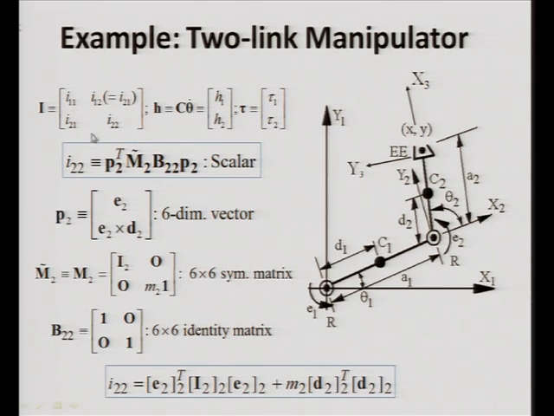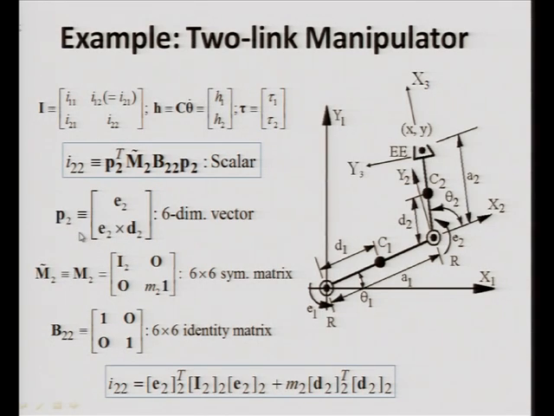Now, as we have seen, the general expression of our equation of motion is I θ̈ + C θ̇ = τ. So, I has this structure; for a 2 degrees of freedom system, it will be 2 by 2, and the element I22 has the expression in terms of the twist propagation matrices and the twist generators as P2ᵀ M̃2 B22ᵀ P2. Let me go a little slow here and explain the steps in detail, so that you can grasp it.